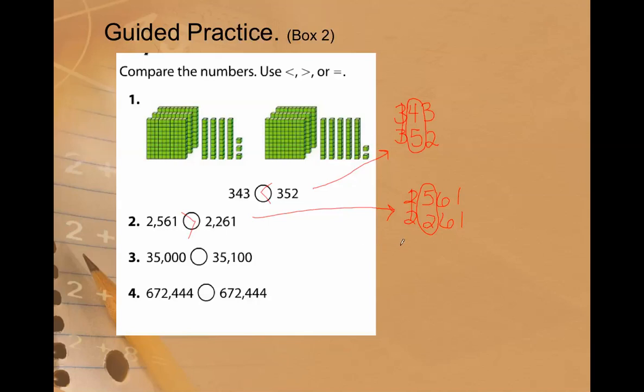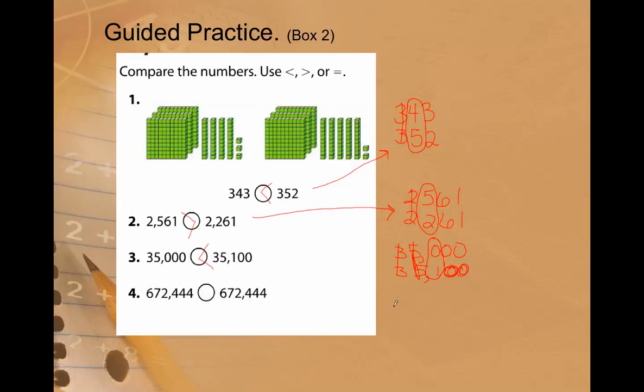All right, let's work on the next one. Be sure that when you are lining up, your digits are all lined up. Okay, starting on the left. The 10,000ths place is the same. The thousandths place is the same. And then I notice here in the hundreds place, we have a 1 and a 0, and that's where the difference is. So 1 is greater than 0. So my symbol is going to be facing the number with the 1 in the hundreds place.